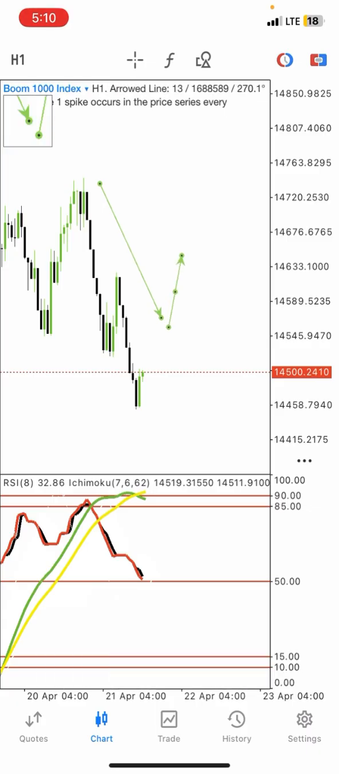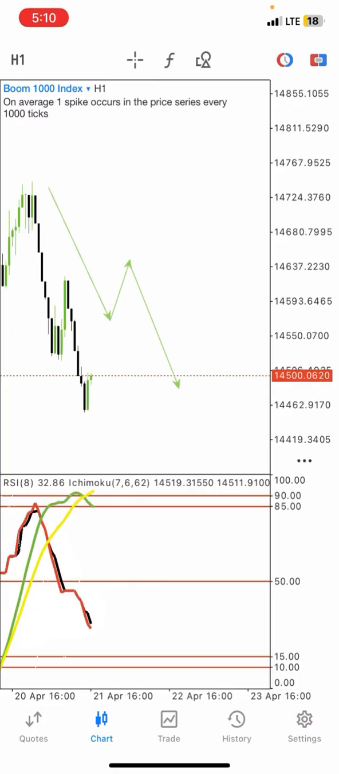This is a correction. We call it a correction. Then we have another move. So this is basically a downtrend. That's why they say sell the high and buy the low. When the market is in a downtrend, the only time you can sell is when it's going up to a certain point like this and then goes down. As it's going down, you're making more money.